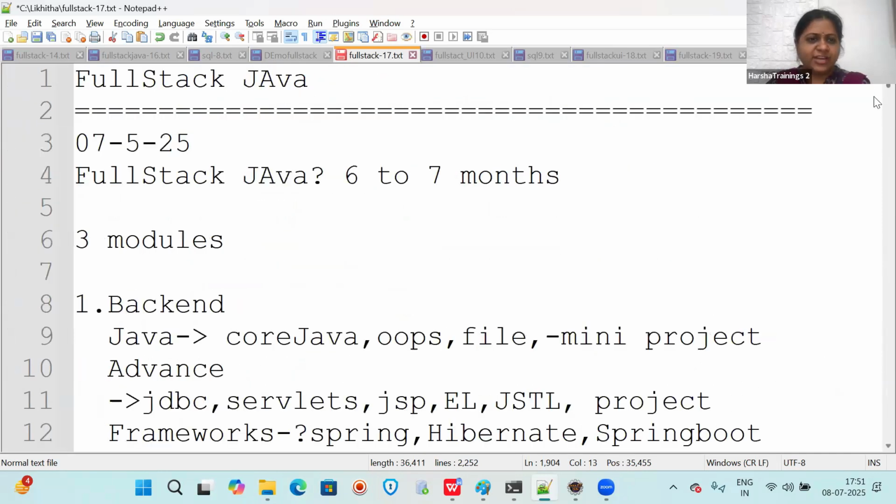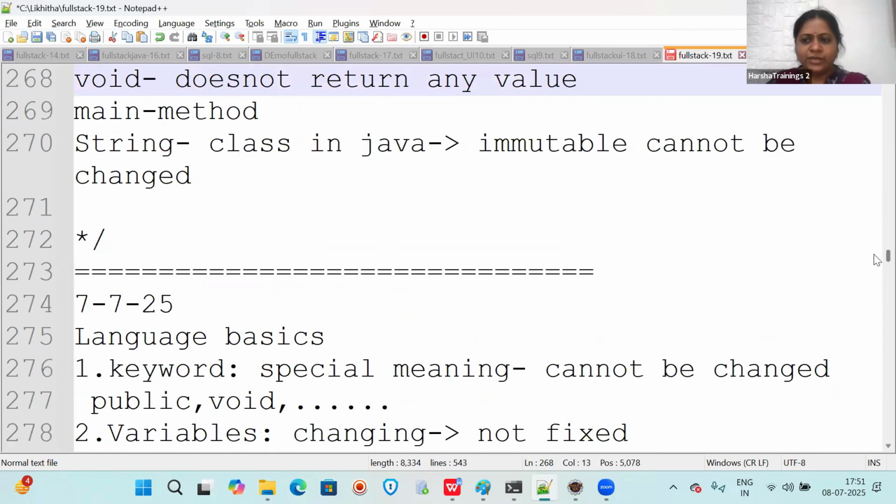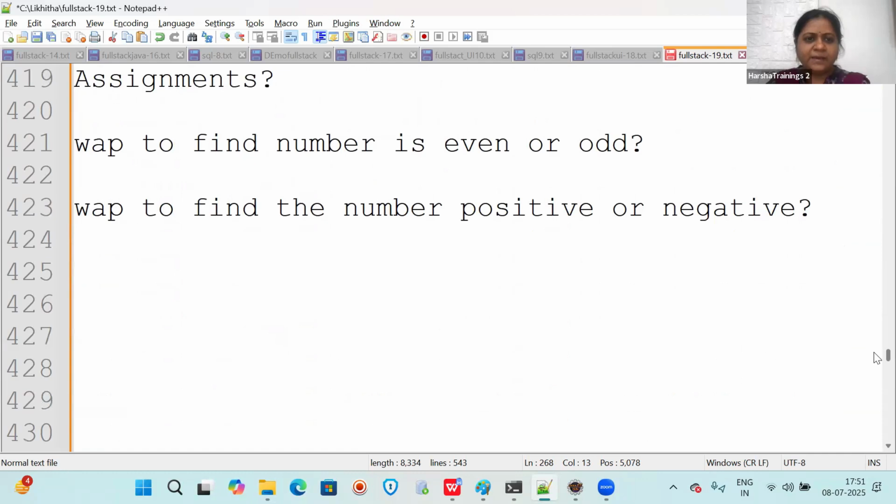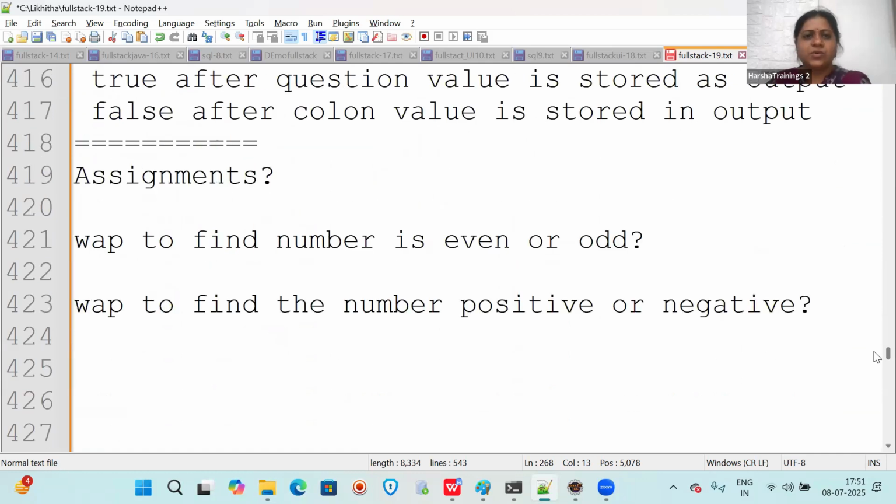Online students, I have shared the assignment in the chat box. You can just go through it and try by the next session. So any doubts in today's session?